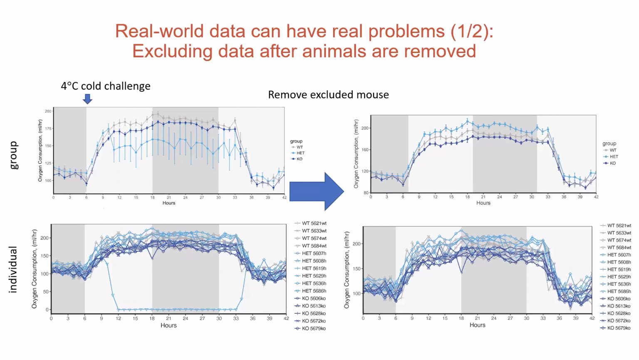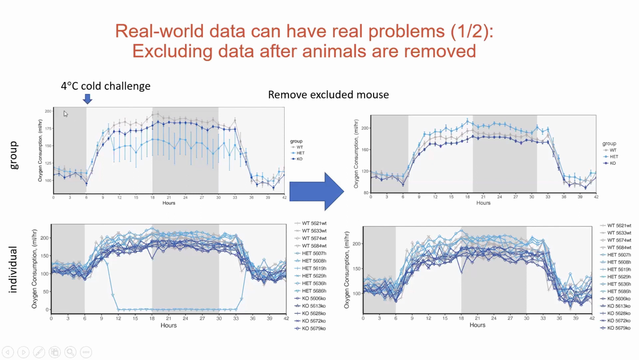CalR has a couple other features that are pretty useful. One is the ability to exclude animals that had problems during the experiment. So this is a real experiment. This is not made up. We ran this experiment, and we took a bunch of mice and turned the temperature down to 4 degrees. I think this is a total of 24 mice. And we saw the averages. So these were the wild types, those were the knockouts, and the hets looked extremely noisy.